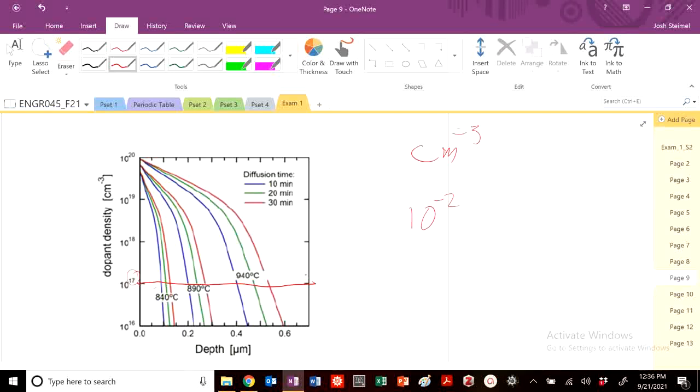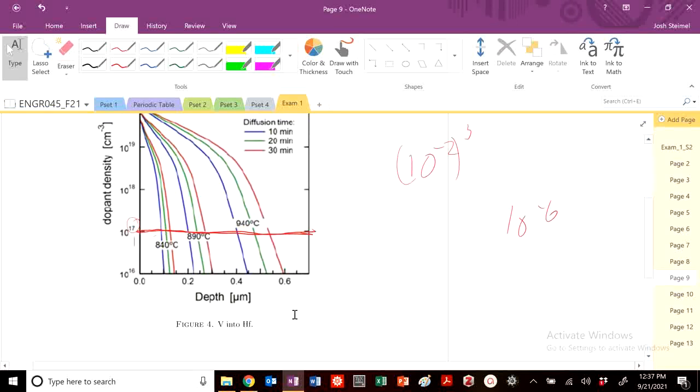Now, excellent, because again I'm going to convert that. So it's going to be this 10 to the minus 2, and then again it's cubed, so it's 10 to the minus 6. So take 10 to the 17 times 10 to the minus 6. That gives me that value. So I need this concentration.